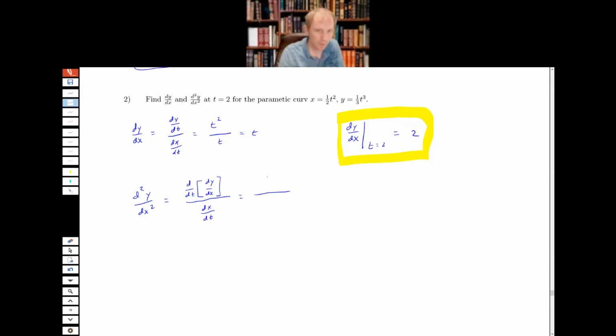Okay, so instead of differentiating y, I'm differentiating y prime. So we're going to take the derivative of t in the numerator, and dx dt we already wrote down. Dx dt is just t. The derivative of t is 1. So the second derivative formula is 1 over t. So then if I want to evaluate the second derivative when t equals 2, I'll get 1/2.